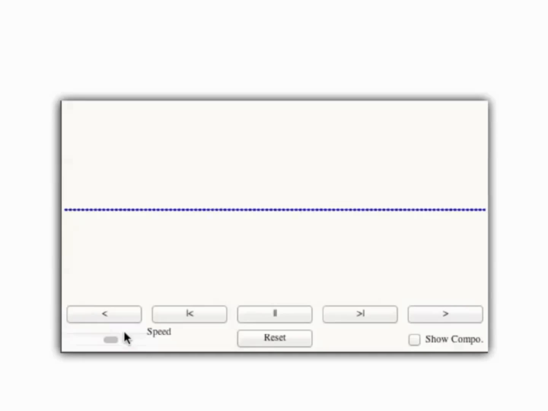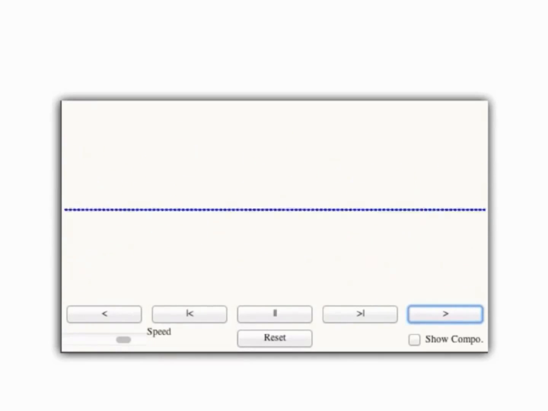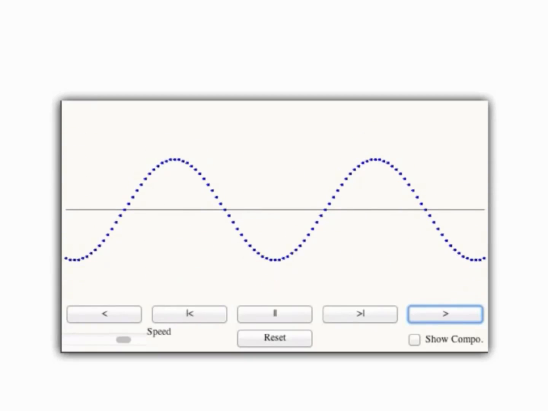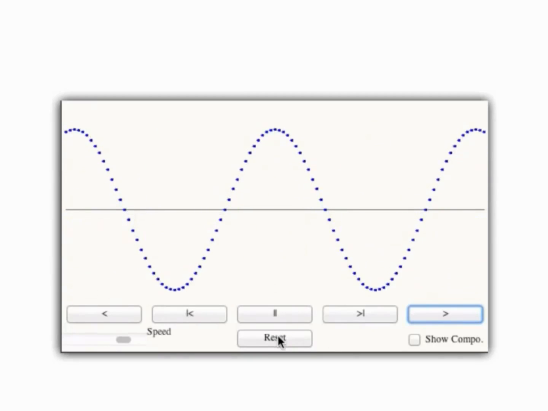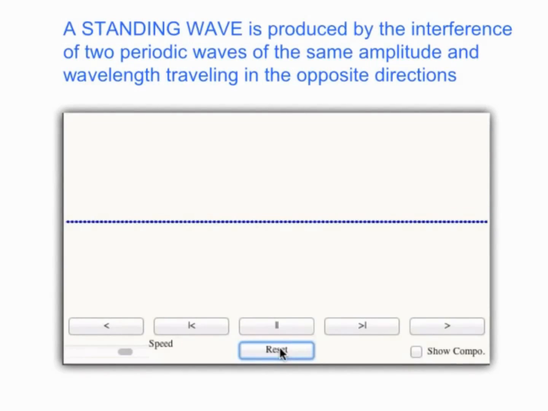Okay, so let's look at something that's called a standing wave. First of all, let's envision two waves that head towards each other on the same medium, and look at the interference pattern. The interference pattern makes it look as though the two waves, one moving right to left, the other moving left to right, are one thing standing still and vibrating in place. In fact, what we have here is two waves moving together. So a standing wave is produced by the interference of two periodic waves of the same amplitude and wavelength traveling in opposite directions. A standing wave is a name for this interference pattern.